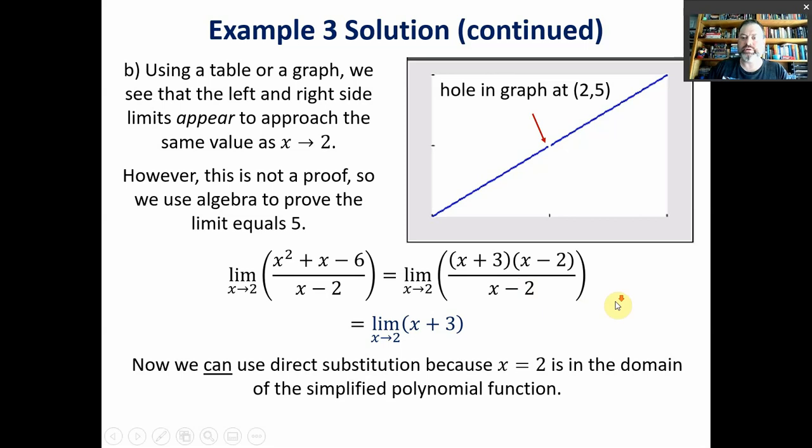All right, let's move on. Oh, there's the answer. Sorry, I forgot to put the answer up. So you have the limit as x approaches 2 of x plus 3. Well, it's a polynomial. You can plug the 2 in, so you get 5. Now, we already knew it was 5 because I had a graph. But a graph still is not a proof, right?